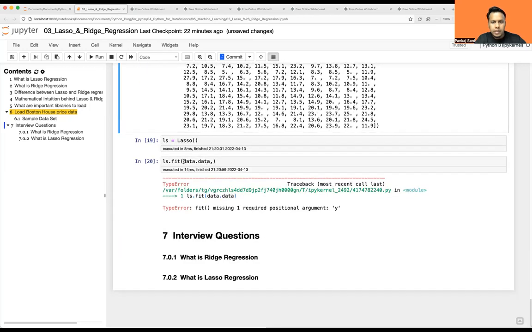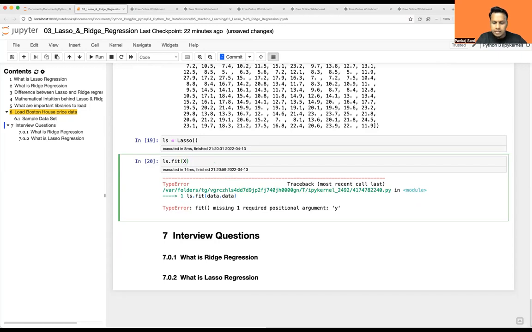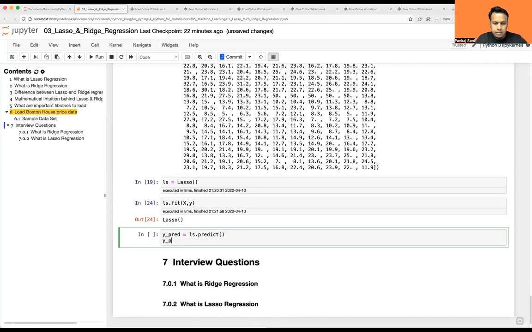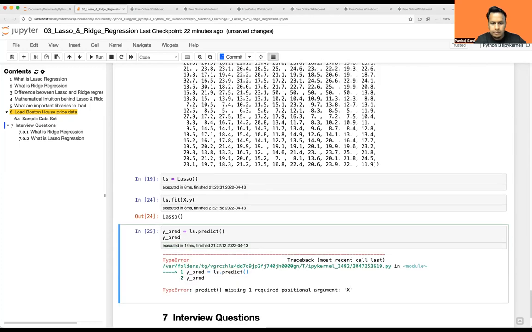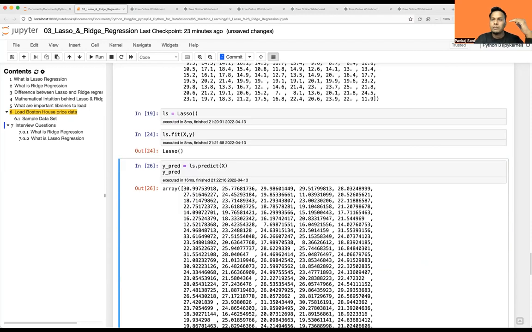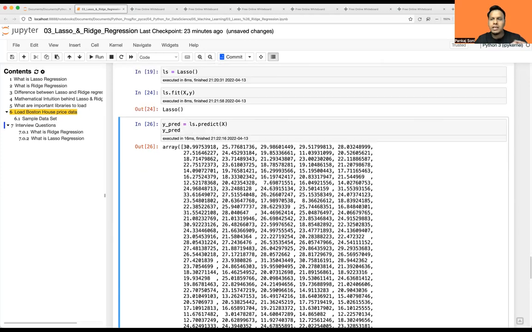Now let's go ahead, and while fitting, we can give x for the training data and y for your target training data. Fit it, and now let's do the prediction. So y_pred equals ls.predict, and here is my predicted data. I'm going to use the same x data. We already have the y value, and we are also predicting y after the training, so we'll see how much difference there is.